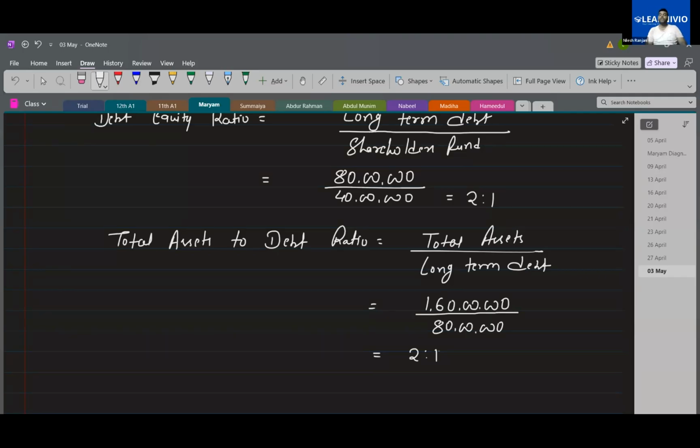Now, total asset to debt ratio 2 is to 1 is not good. Why is it not good? Because if anything happens, half of the assets will be sold for payment of long-term debt, and then your business will not be in operation because half of the asset will be sold. So how can you operate? That's why you need at least 3 is to 1, 4 is to 1 type ratio in this total asset to debt ratio. That will be good.